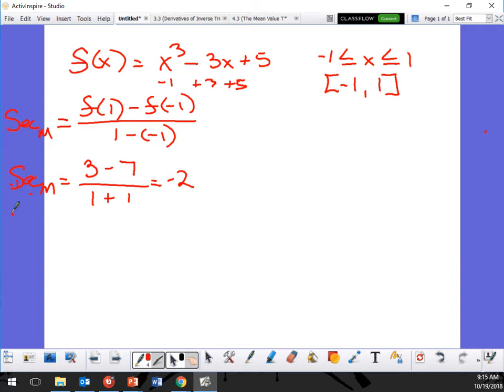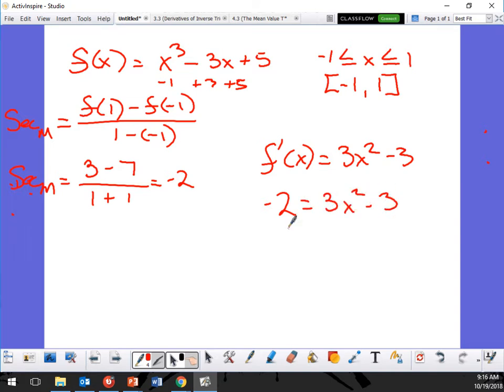Now, I'm going to find the derivative. So I'm looking for f prime. So f prime of x is going to give me 3x squared minus 3. Very good. So mean value said that it's going to be equal somewhere to -2, right? Somewhere should be equal to -2. So let's go ahead and plug this in. So I'm going to replace the f prime of x with -2. Very good. So I have -2 equals 3x squared minus 3.